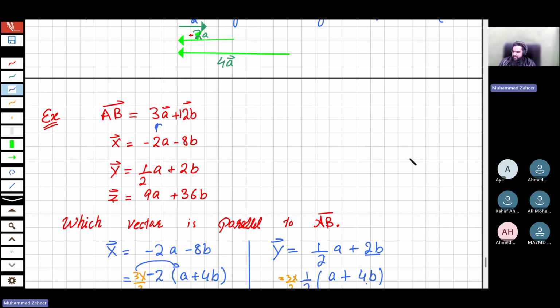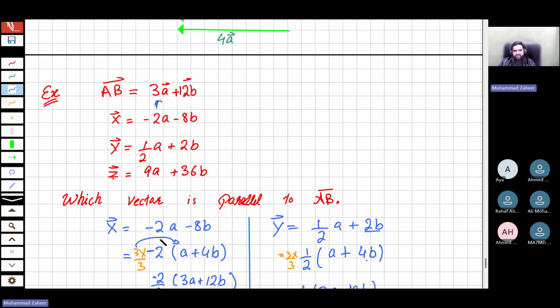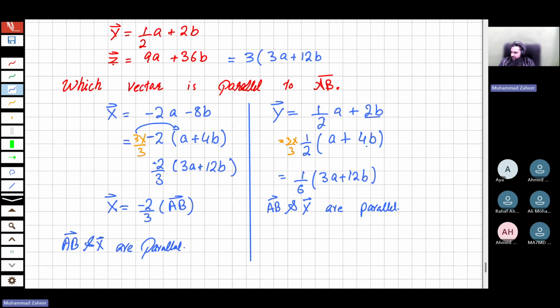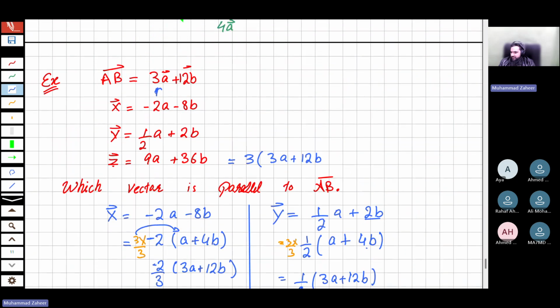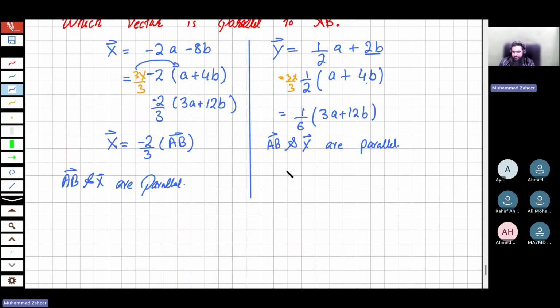Yes, everyone, you have to check about the vector z. Is it parallel? If you simply take 3 as common, it will be 3a plus 12b. All of them are parallel. I thought there would be one that is not parallel. Okay, no issue. We are able to write it, so this means that the vector z is parallel to this one as well.